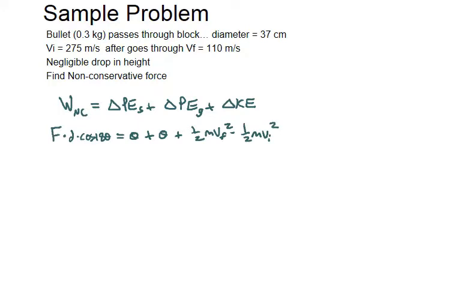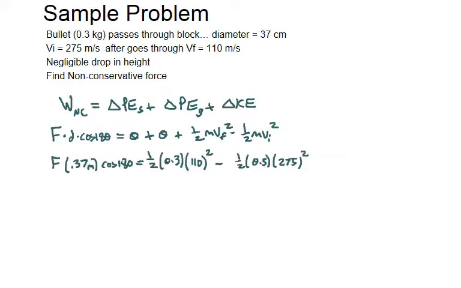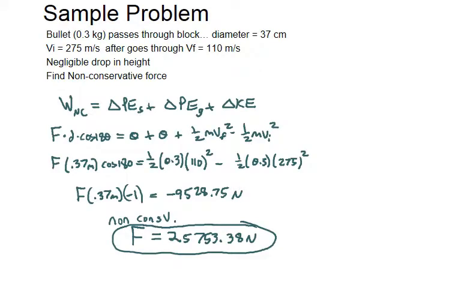Okay, so we know that the force would be negative here. We have the displacement, which is 0.37 meters. We're looking for how much force there is that changed it, and we do have a final speed and an initial speed. It doesn't come to a stop. When we place our numbers in there, we should end up getting a non-conservative force of 25,753.38 newtons. So that is the non-conservative work bringing this to a stop.